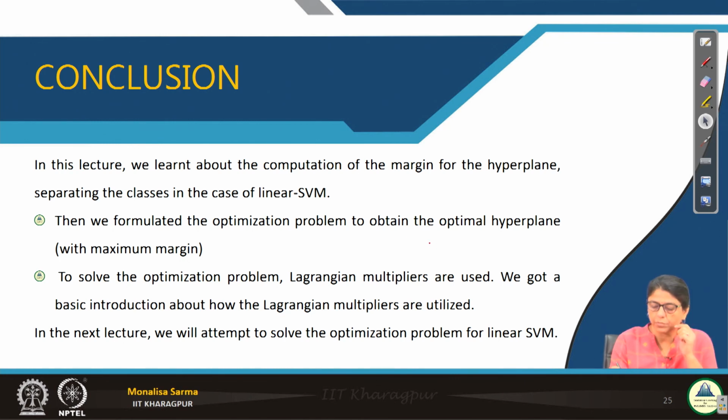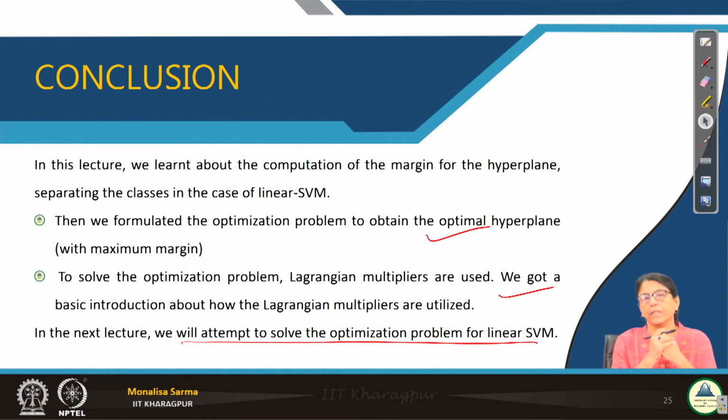Then we formulated the optimization problem to obtain the optimal hyperplane with a maximum margin. To solve the optimization problem, Lagrangian multipliers were used. We got a basic introduction of how the Lagrangian multipliers are utilized. We have seen that. So, in the next lecture, we will attempt to solve the optimization problem for linear SVM.